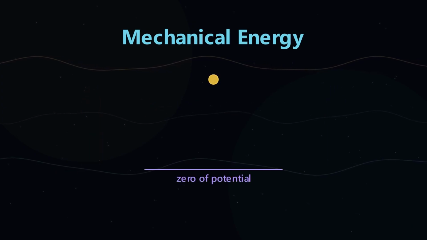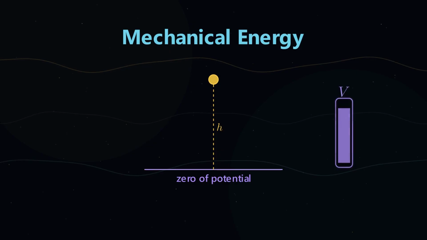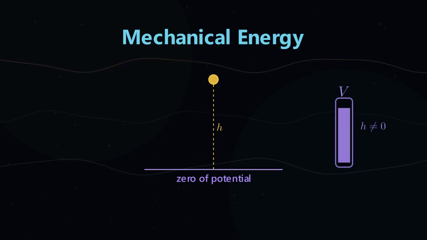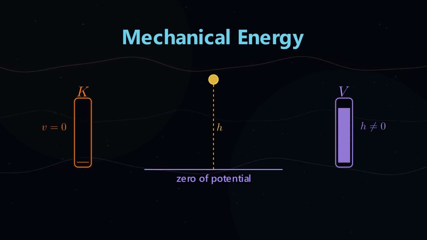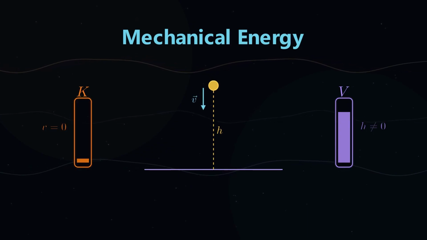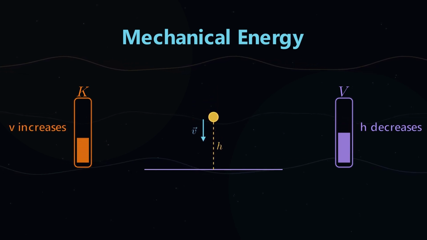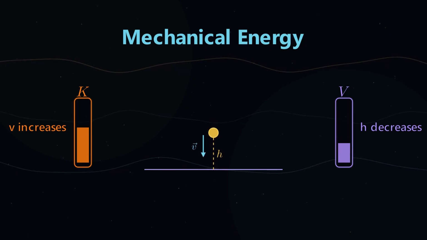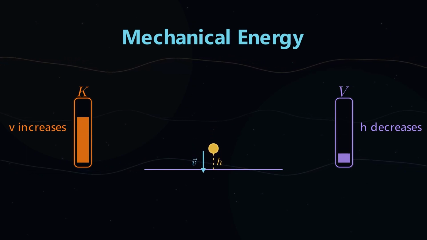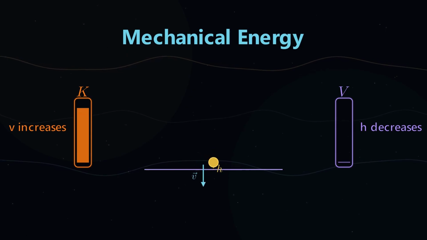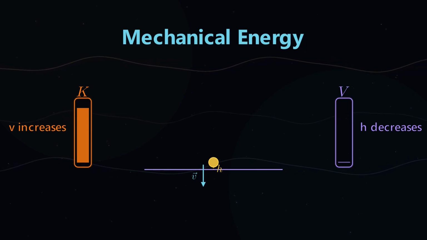Imagine a ball falling from a certain height. At the beginning, the ball has gravitational potential energy because its height is not zero. If we assume that the ball starts from rest, then its velocity is zero, so its kinetic energy is also zero. But as the ball falls, its height decreases, so its potential energy decreases. At the same time, its velocity increases, so its kinetic energy increases. The energy is not lost. It is transformed from potential energy into kinetic energy. Just before reaching the ground, if we choose the ground as the zero level of potential energy, the potential energy is minimum, while the kinetic energy is maximum, because the ball has gained speed during the fall.